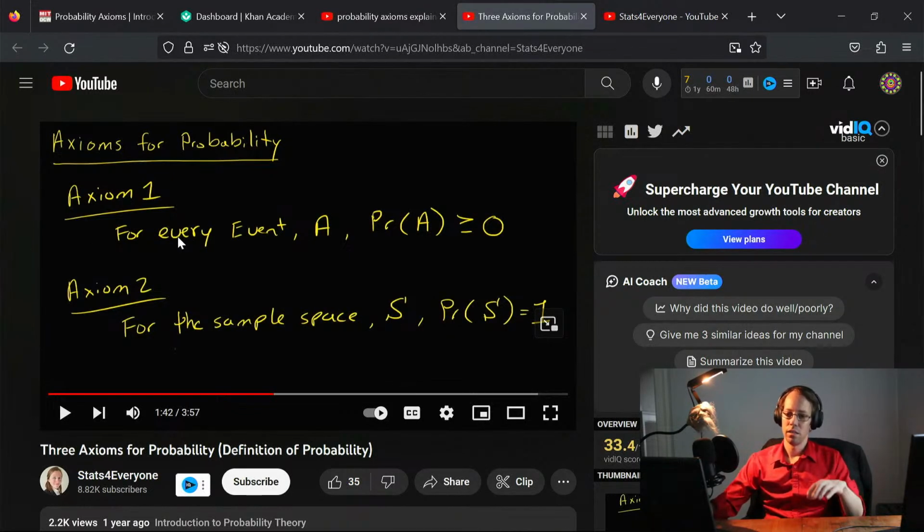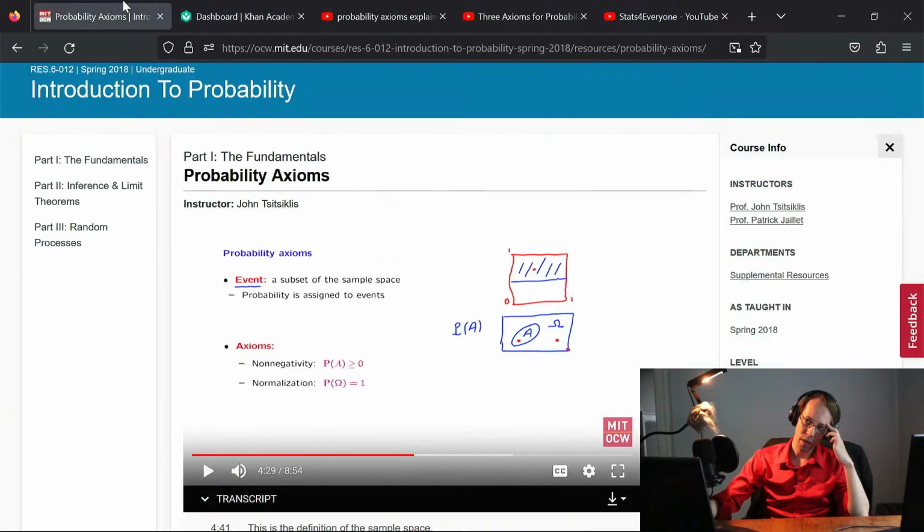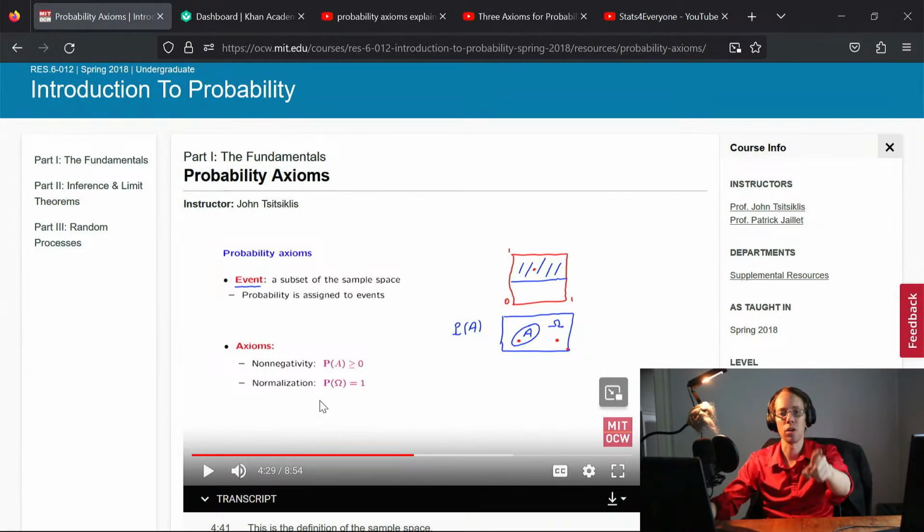Every event A, the probability of A has to be greater than or equal to 0. That's called the axiom of non-negativity. Axiom of non-negativity, number 1.